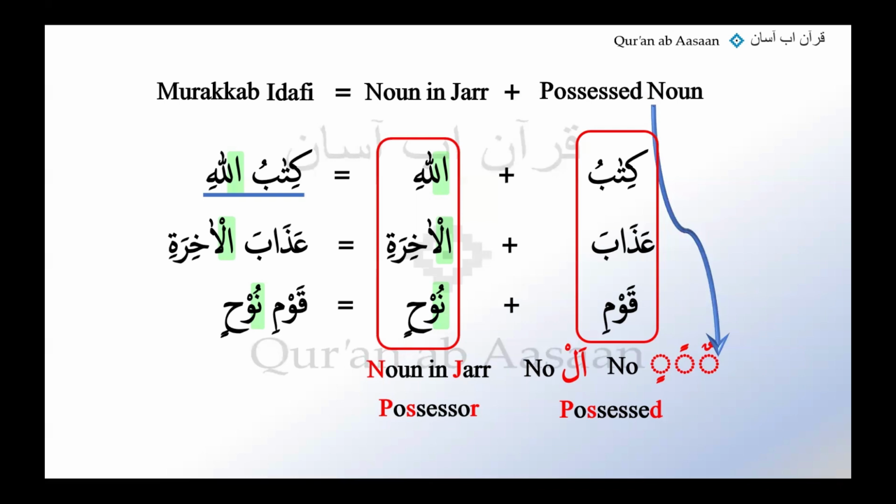As you can see on the screen here, once I'm able to identify the murakkab, the first noun, no al, no tanveen, possessed, followed by a noun in jar, the possessor, together, when I know that they are murakkab idafi, I am going to underline it with blue, a slightly darker blue than the one that I've been using to color my tanveen, okay? So azab al-akhirati is also going to be underlined, and then the third one that we learned was qawmi nuhin. So that's how we can underline them. Alhamdulillah. Okay. Clear so far?